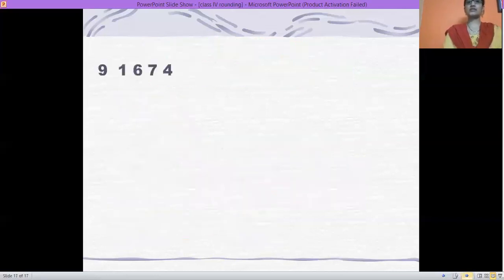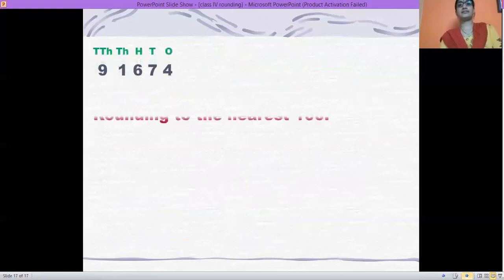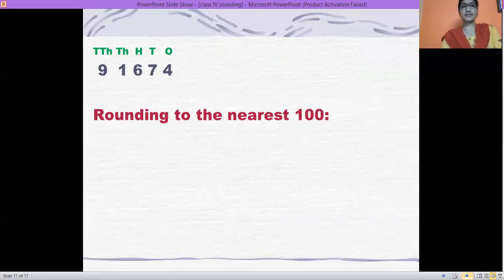Now we are rounding to the nearest 100. So here the digit in the hundreds place, which is 6 over here, is the rounding digit. Now here we'll look at the right-hand side of the rounding digit. It is 7. Now 7 is greater than 5. Isn't it, children? Yes. Since 7 is greater than 5, we'll add 1 to our rounding digit and we'll replace the tens place and ones place with zeros.